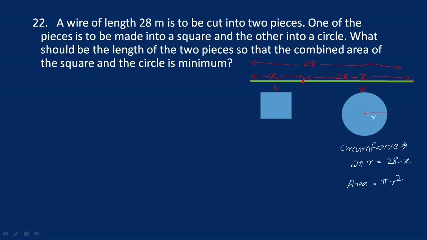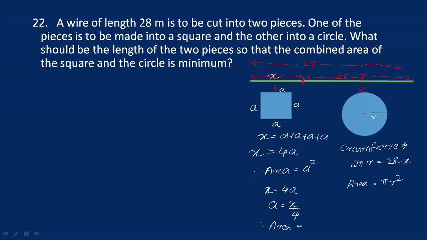In the case of the square, x is the length made into the square. If a is one side of the square, the perimeter P is a plus a plus a plus a. That means the perimeter of the square, that is x, is equal to 4a. The area of the square is a square. So if x is equal to 4a, then a is equal to x by 4, and the area is x by 4 whole square, that is x square by 16.